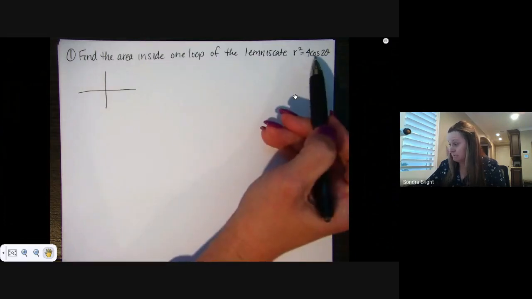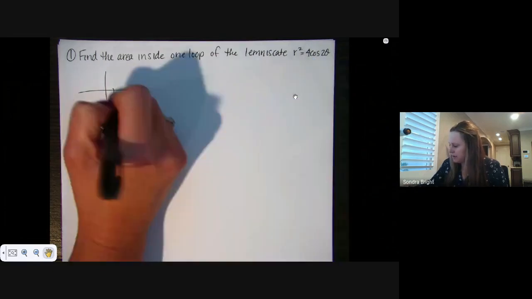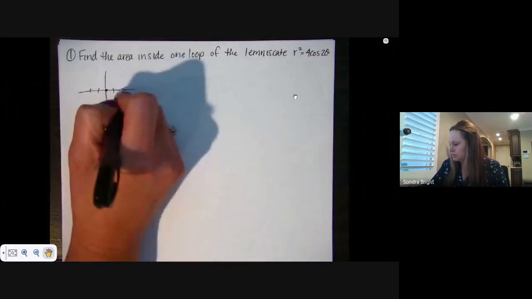We got cosine of 2 theta, right? So that means it's oriented on the x-axis, right? And your radius will be, you got r squared equals 4, square root of 4 is 2. So you'll go out 2 units and out 2 units, and it's just this lemniscate.